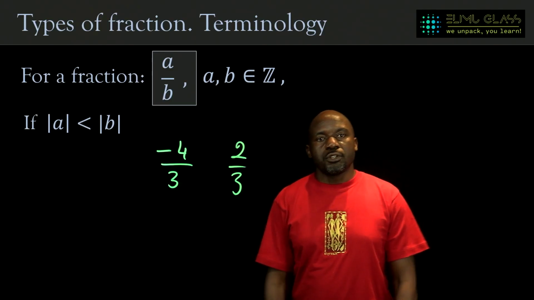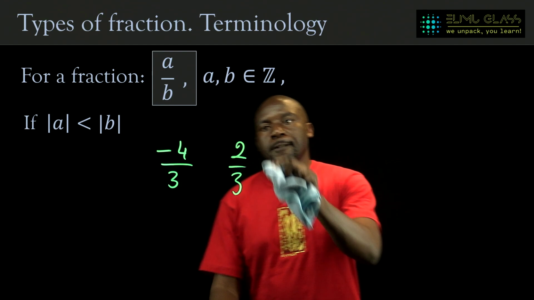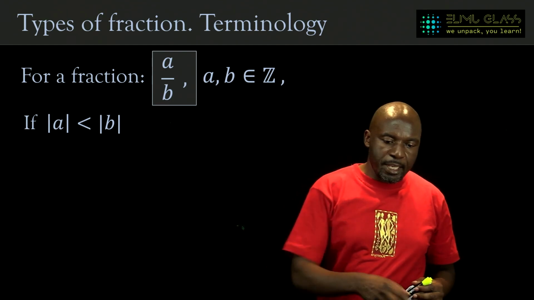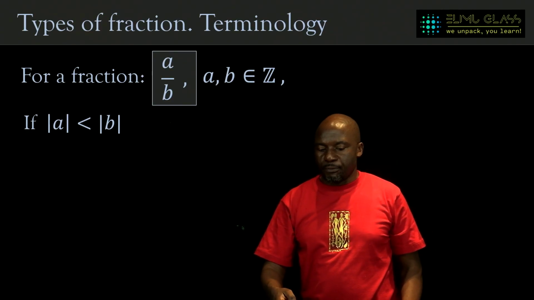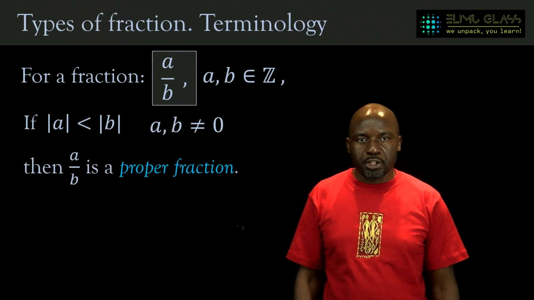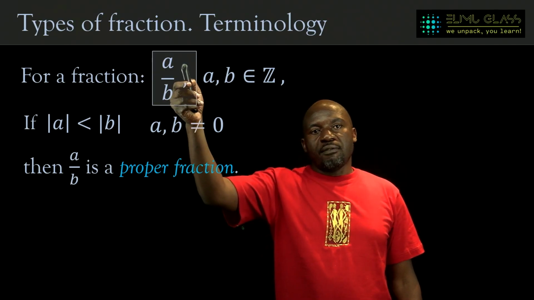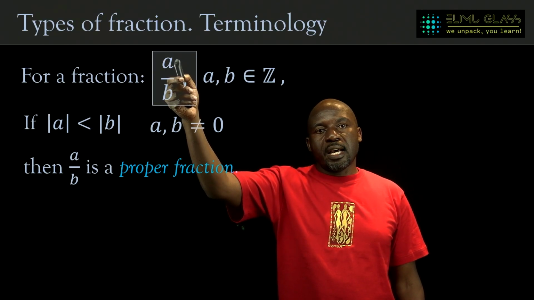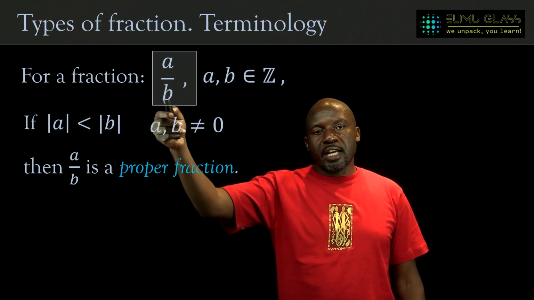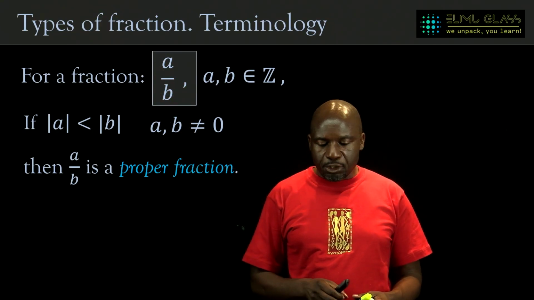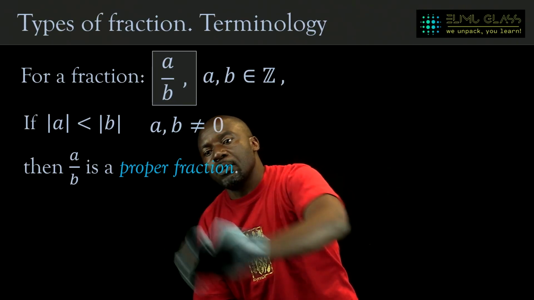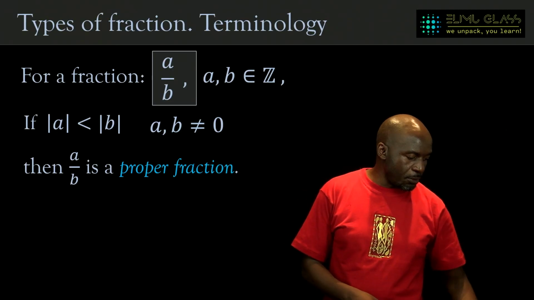Okay, and so if the numerator is smaller than the denominator, as we see here, then this fraction is referred to as a proper fraction. So whenever you have a fraction in which the numerator is a number that is smaller than the denominator, ignoring the negative signs if they appear, then such a fraction would be referred to as a proper fraction.